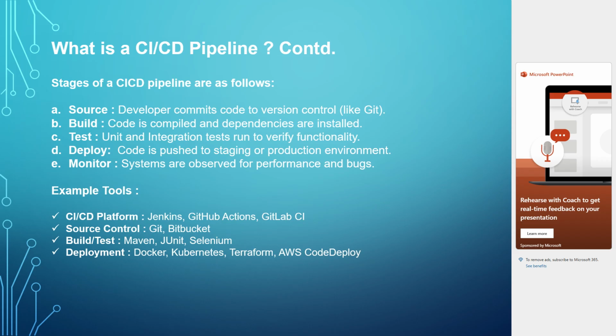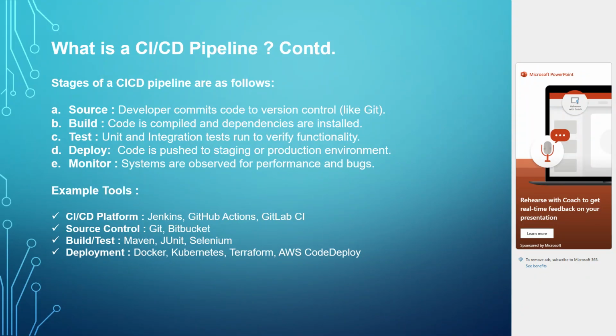Now let's talk about examples of the tools that are part of a CI/CD pipeline. CI/CD platforms: Jenkins, GitHub Actions, GitLab CI. These are some of the platforms that enable CI/CD. For source control, where you could keep your repositories, Git is one example, as well as Bitbucket. For build or test, Maven is one tool. I'm sure some of you might be aware of Maven, JUnit, Selenium. These are some of the build or test tools.